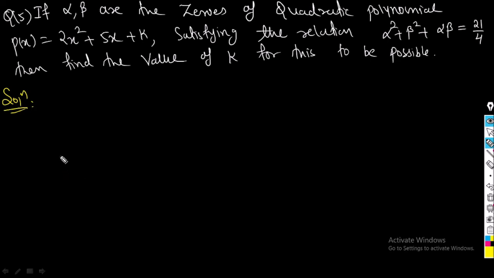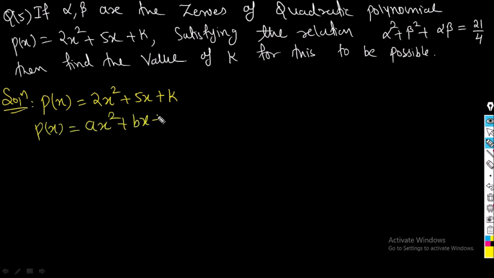Solution now. Any question they give, first thing you should write the quadratic polynomial, whatever is given. Second step, write the general form of the quadratic polynomial, that is ax square plus bx plus c. From there you can get the values: a is 2, b is equal to 5 and c is equal to k.